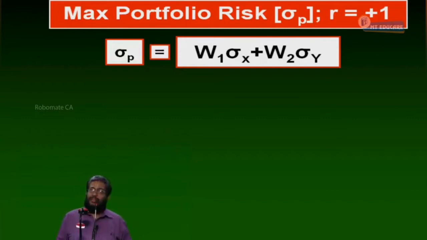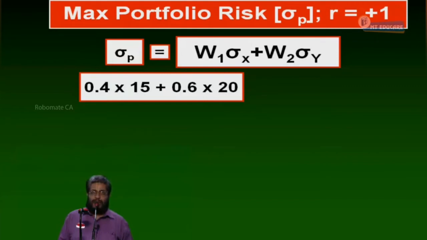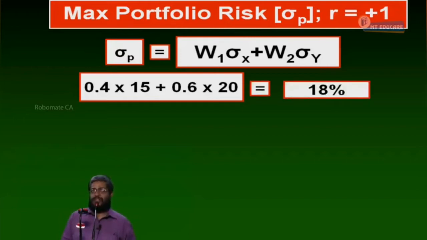Can I proceed? Now, sigma p is equal to, tell me the substitution here, 0.4 into 15, where 0.4 is W1 and 15 is sigma x, plus 0.6 into 20. 0.4 into 15 plus 0.6 into 20 is equal to how much? 18%. Sigma p is equal to 18%. So when the correlation is +1, the risk is 18%.